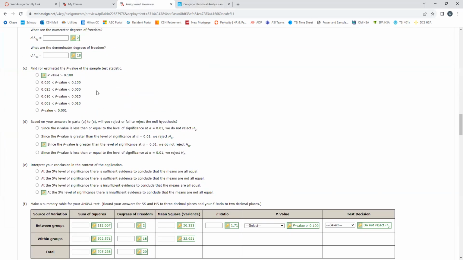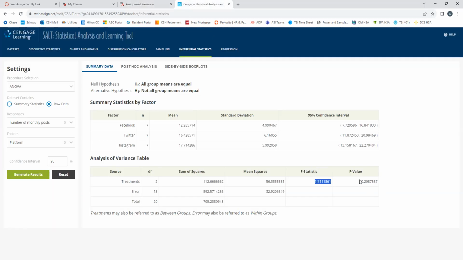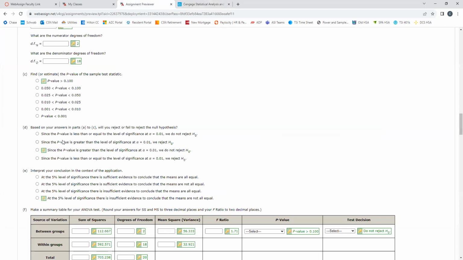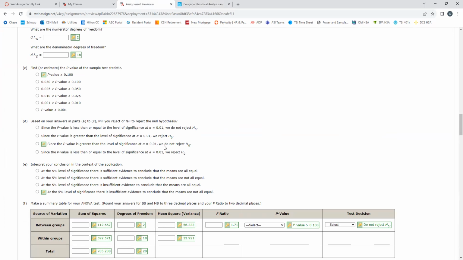Then it asks us to estimate the p-value. Well, the p-value is given to me right here on this table. So the p-value is 0.2087. That's pretty large, so that's going to be greater than 0.1. And then we would fail to reject the null hypothesis when it comes to those problems.